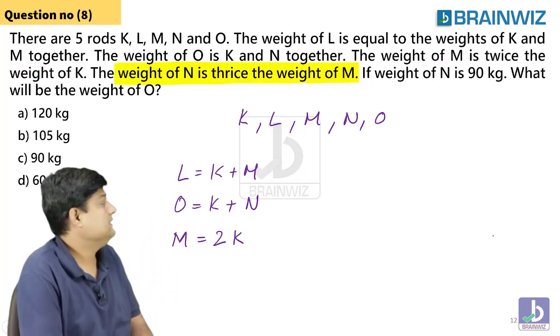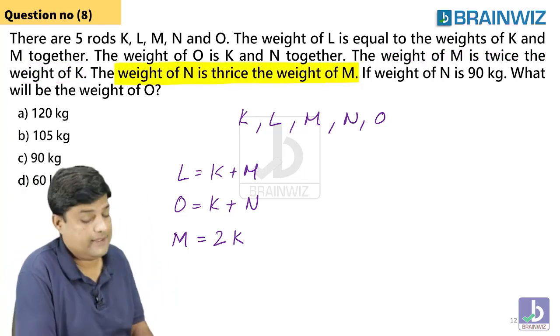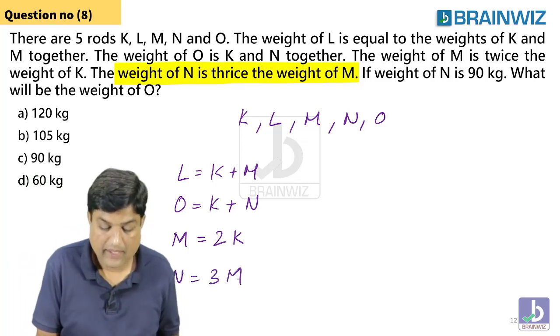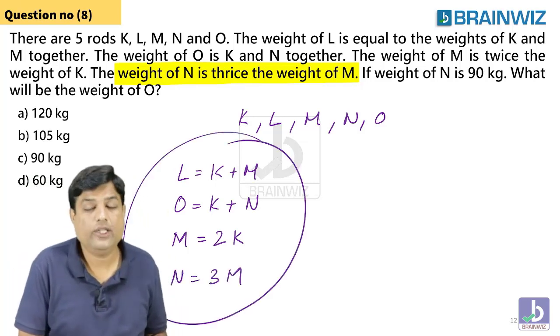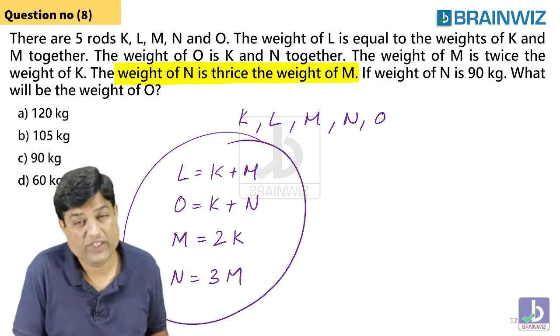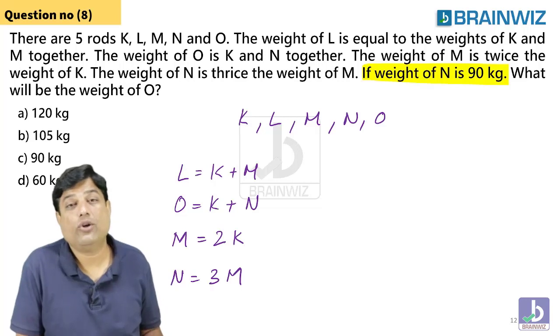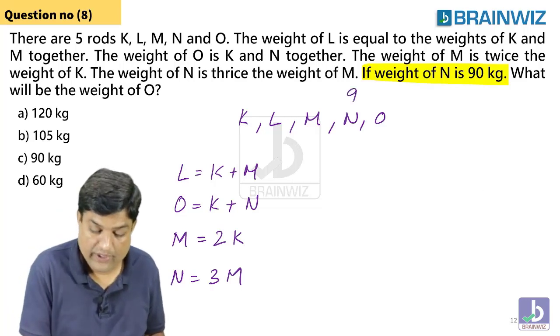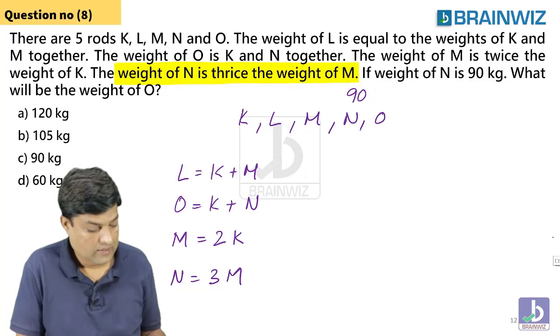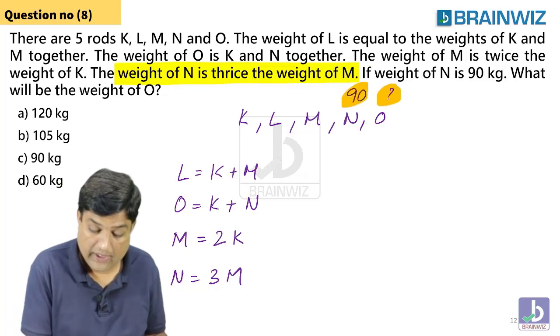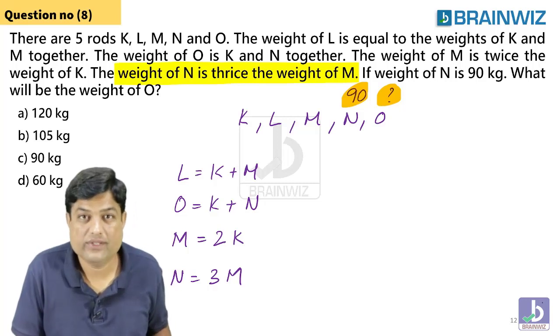And the last condition says that the weight of N is thrice the weight of M. So we are supposed to use these equations in order to find out the values of each and every rod. What did it tell you? Here the condition is the weight of N, that is Nagpur, is 90. If the weight of N is 90, we want the weight of O. What can be the weight of O? That's what the question is all about.